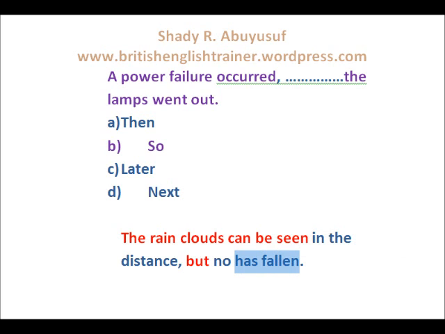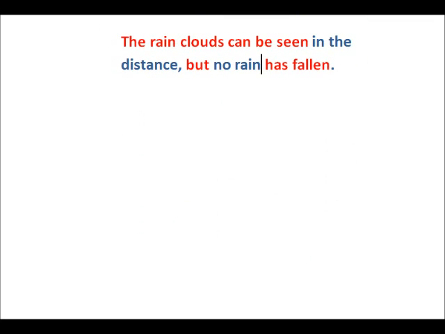that's a verb. But where is the subject? No subject. No is not a subject. So there is a big problem here in this one. So the right answer will be, the rain clouds can be seen in the distance, but no rain has fallen. That's the correct one here. Now let's move to another one and let's check it together.